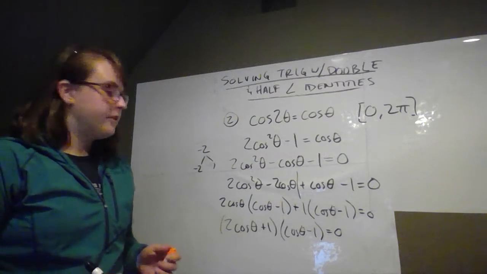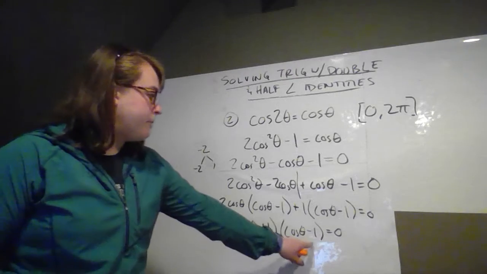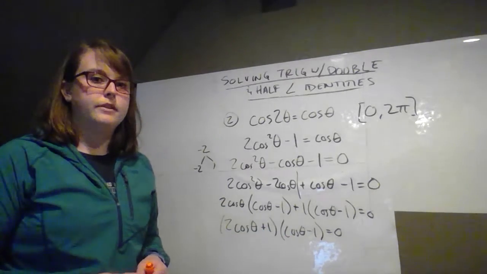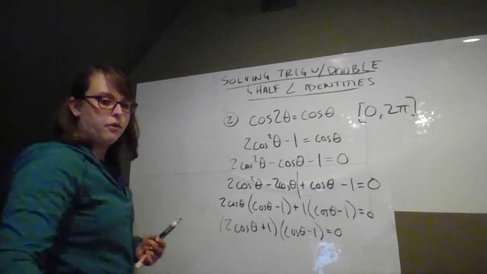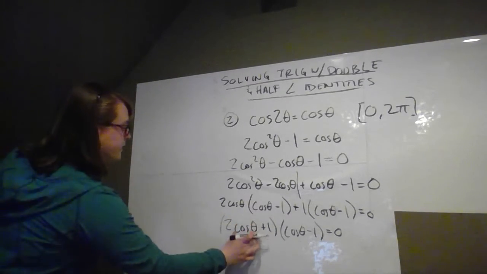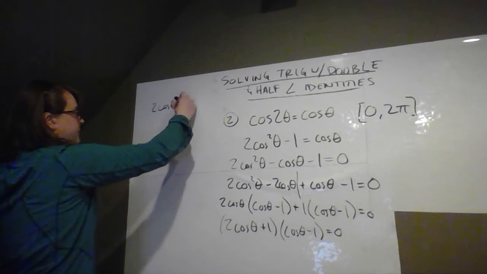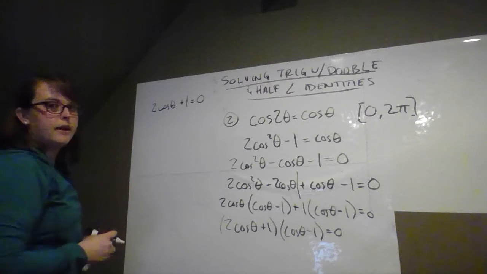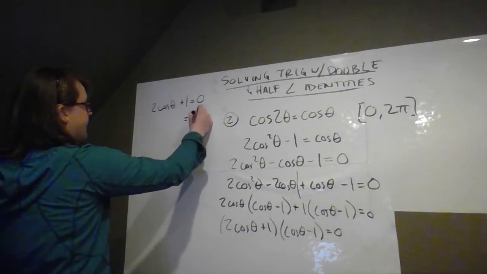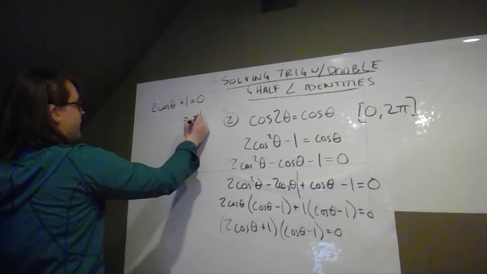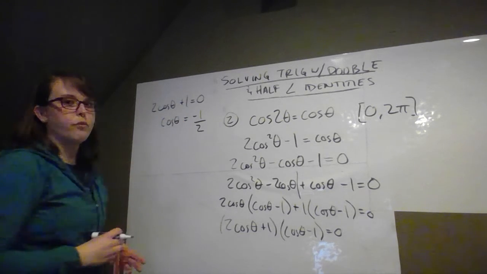Okay, so now that I've got this, all I have to do is take each of these pieces and separately set them equal to 0, and then we'll be done after we solve that. So up here, I'm going to take just this one, 2 cosine theta plus 1 equals 0, and I'm going to solve that for theta. So we're going to subtract 1 from both sides to get -1 over here, and divide by 2 on both sides to get cosine theta equals -1/2.